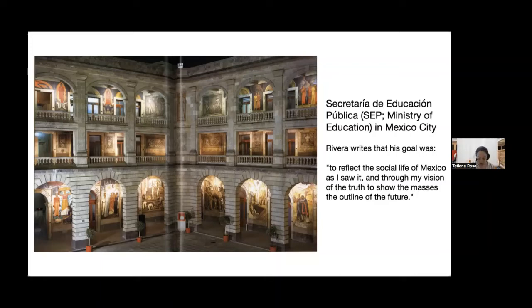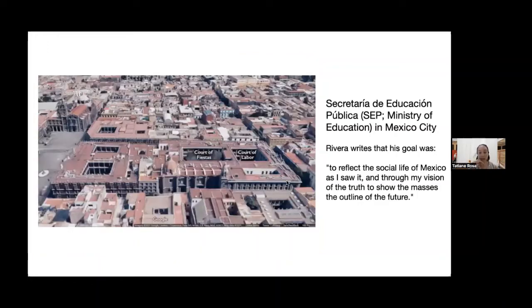Each of the courtyards has three floors, right? On each floor, he was trying to convey a different narrative about labor, about the celebrations of Mexican culture. Here in the court of labor, you have narratives about textiles, the tejuelas, the sugar making. Then you have scenes about mining, the peasants and pottery makers. So really about all the economic activities that were important and prevalent in Mexico.